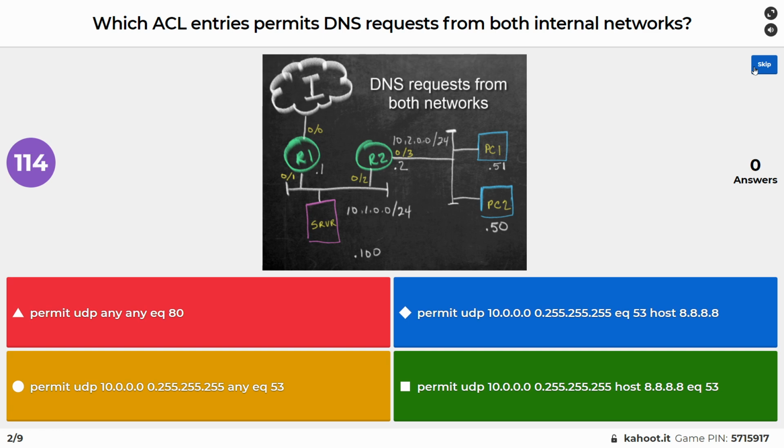Which ACL entries permit DNS requests from both internal networks? Now, the internal networks here are 10.2.0 and 10.1.0. Those are the 2 internal networks that I'm talking about.